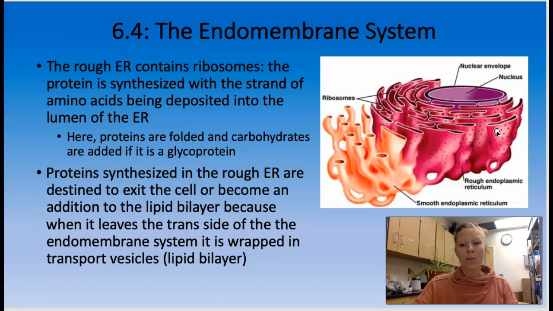And so when that protein leaves the rough ER, it's going to have that bubble of a lipid bilayer around it, which kind of gives it that key to leave the cell. So the proteins that are going to be leaving the cell are going to go through the layers of the rough ER so that when it gets to the lipid membrane of the cell, it's going to be able to open up and leave. So this is the rough ER.